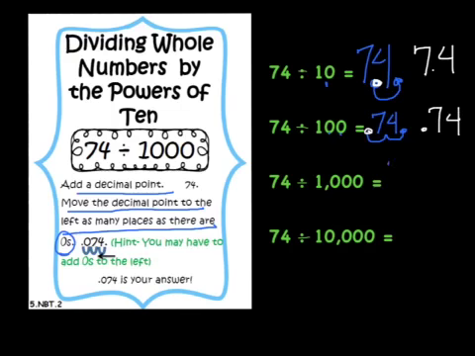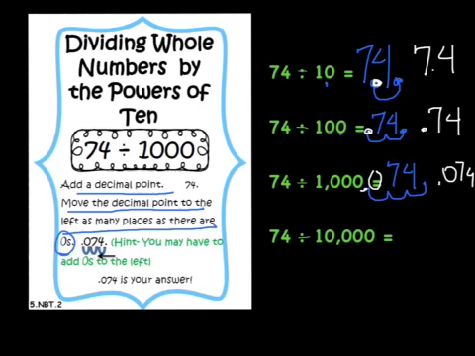74 divided by 1,000 would be 74, and now we add the decimal, move it 1, 2, 3 places, which means we also need to add a 0. So we would have 0.074.